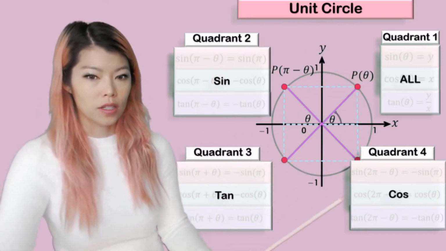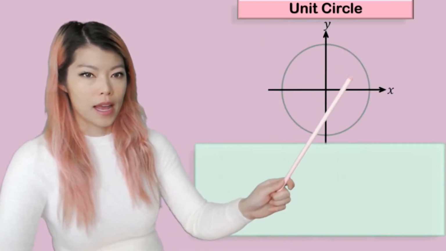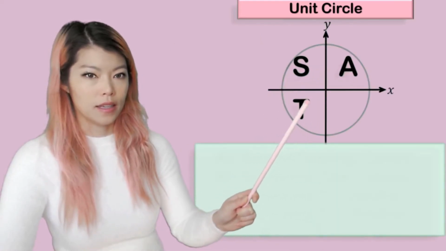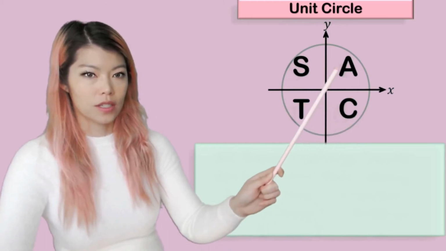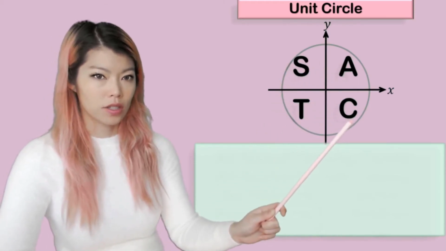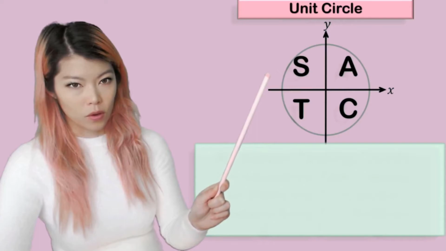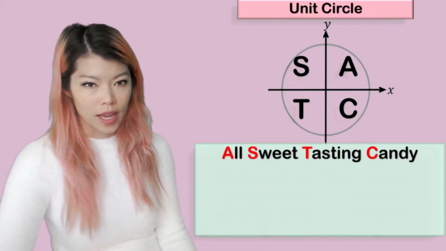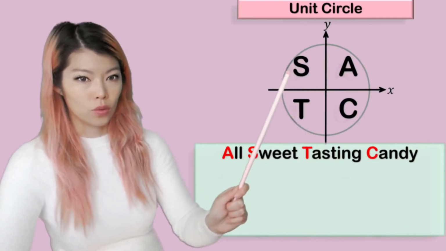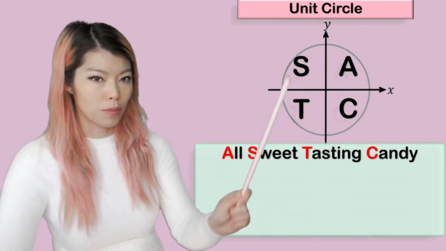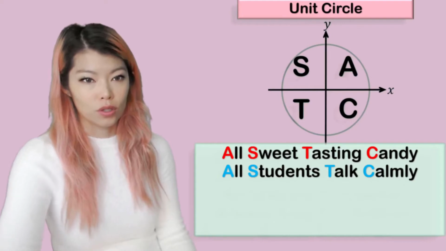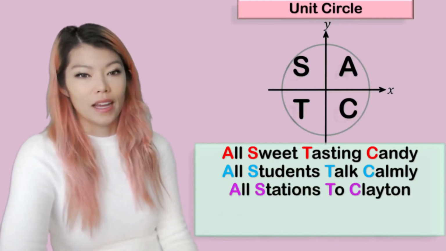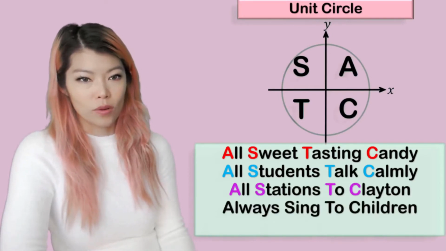And you'll see in a lot of textbooks that they're trying to help you remember all, sine, tan, cos by just thinking about A, S, T, C. So all positive, sine's the only one positive, tan's the only one positive, cos is the only one positive. There's heaps of sayings online, such as All Sweet Tasting Candy, so you remember the four letters. You'll see All Student Talk Calmly, and All Stations To Clayton, Always Sing To Children.